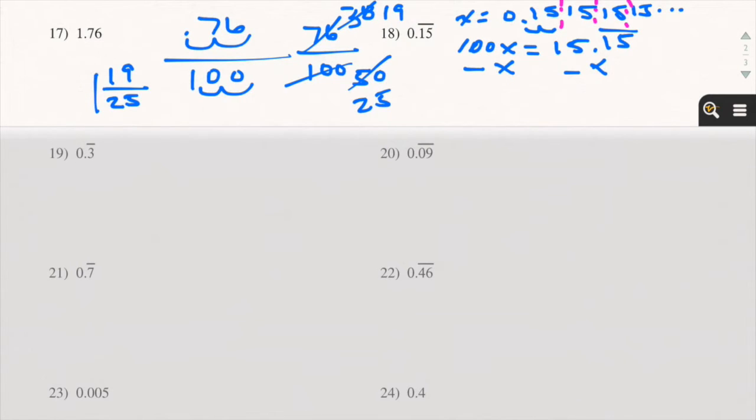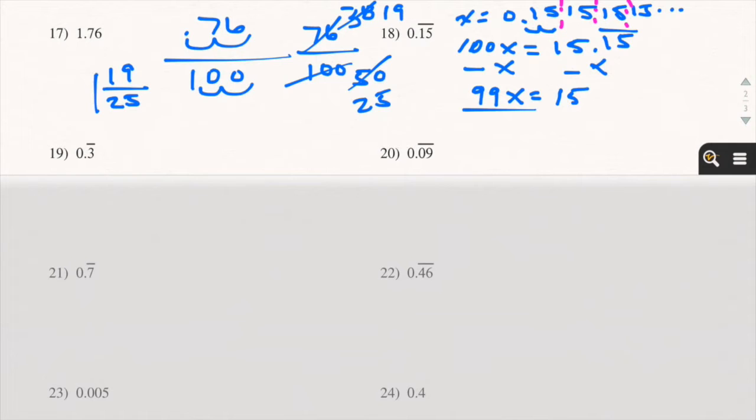Then we have to subtract x from both sides, and remember, x is 0.15 repeated. So what we get on the left side, 100x minus x, is 99x equals 15.15 repeated minus 0.15 repeated, which is just 15. So then we divide both sides by 99. We end up getting x equals 15 over 99, or 0.15 repeated is 15 over 99.